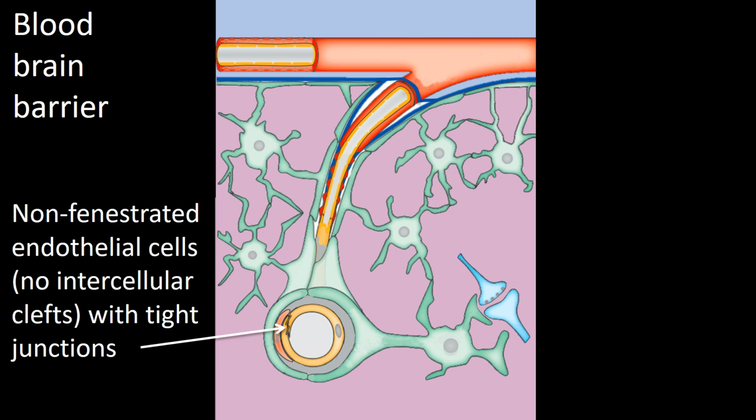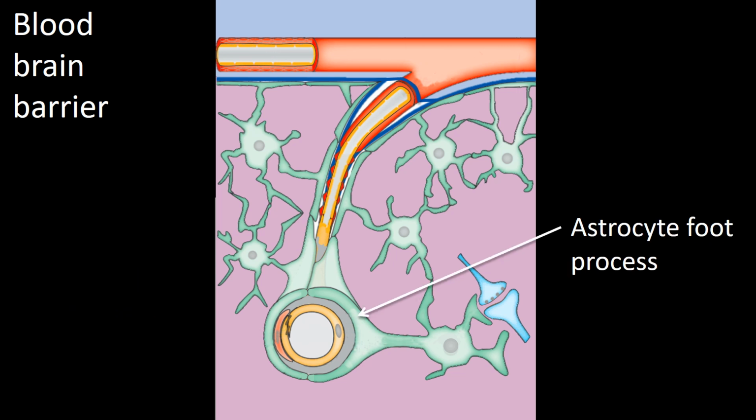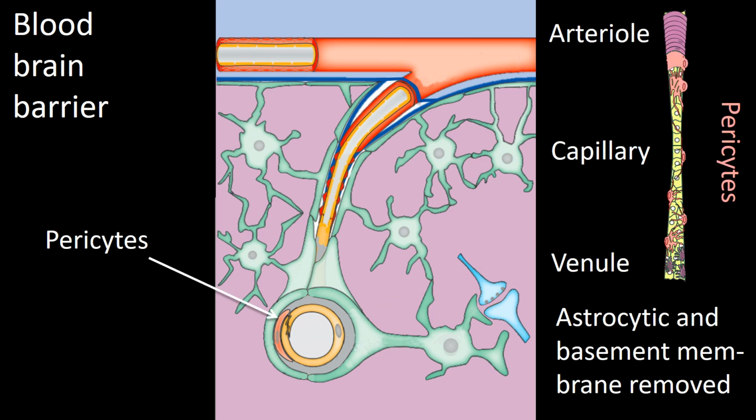The blood-brain barrier is formed by endothelial cells with tight junctions and no intercellular cleft or fenestrations, a thick basement membrane, and astrocyte foot processes surrounding the thick basement membrane. Pericytes are cells present at intervals along the walls of capillaries and postcapillary venules. In the CNS, they are important for blood vessel formation, maintenance of the blood-brain barrier, regulation of immune cell entry to the central nervous system, and according to some authors, they are also important for the control of brain blood flow. They are not considered part of the blood-brain barrier themselves.